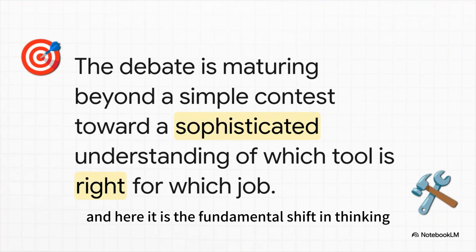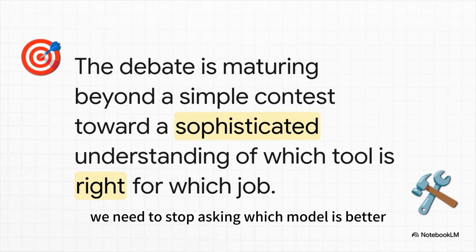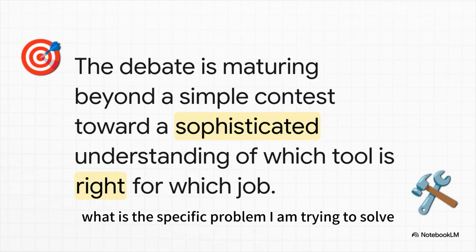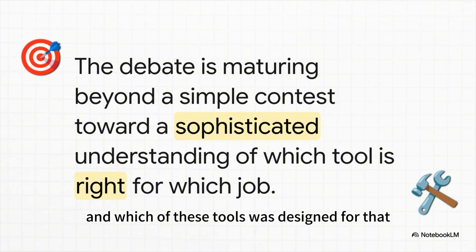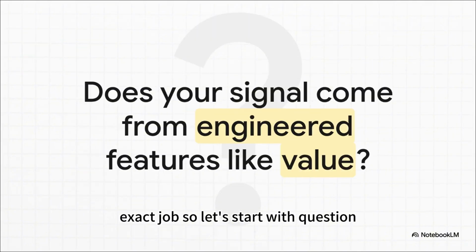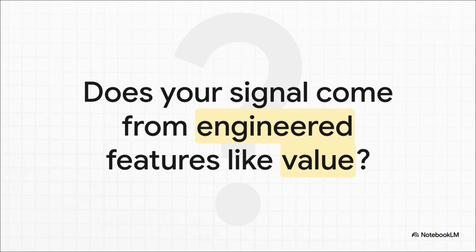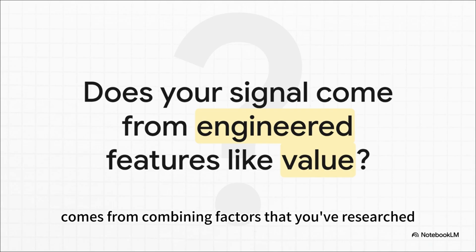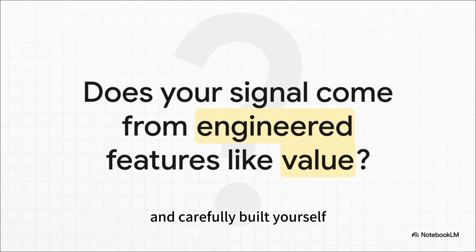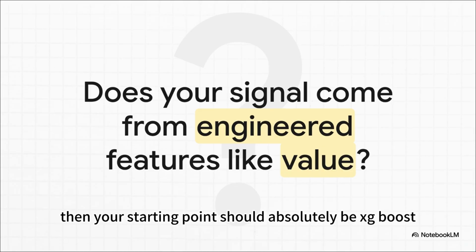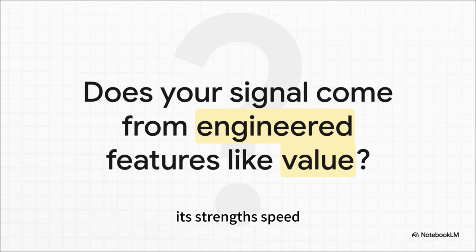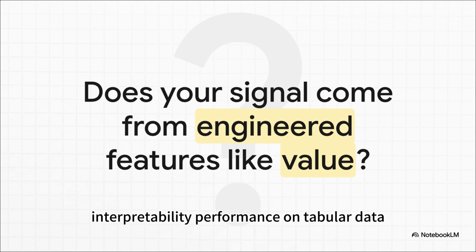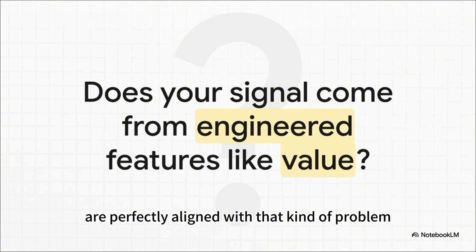And here it is, the fundamental shift in thinking. We need to stop asking which model is better, and we need to start asking, okay, what is the specific problem I am trying to solve, and which of these tools was designed for that exact job? So let's start with question 1. If your alpha, your edge, comes from combining factors that you've researched and carefully built yourself. If the answer is yes, then your starting point should absolutely be XGBoost. Its strengths, speed, interpretability, performance on tabular data are perfectly aligned with that kind of problem.